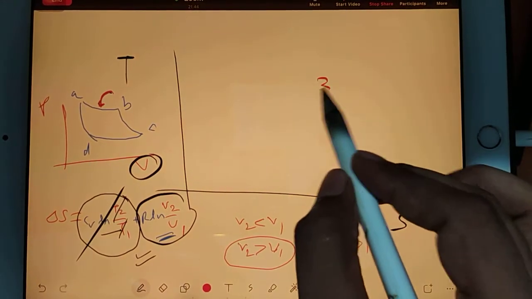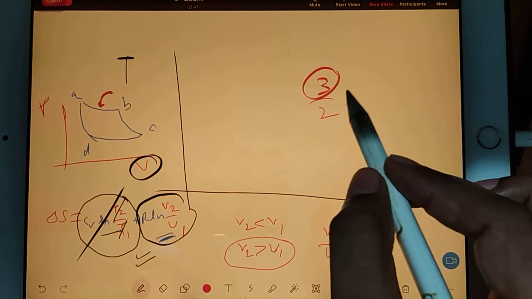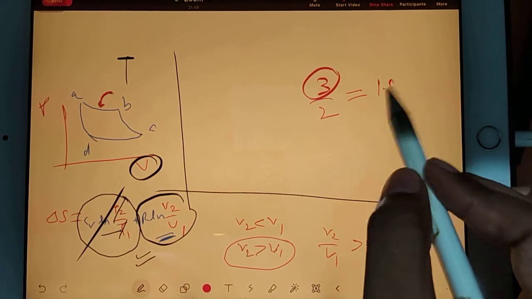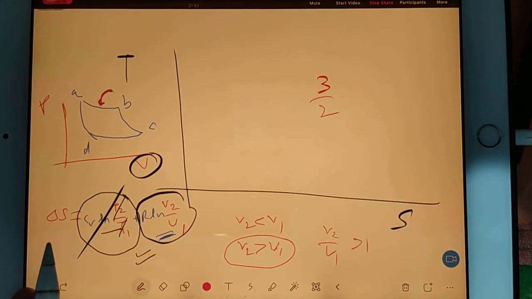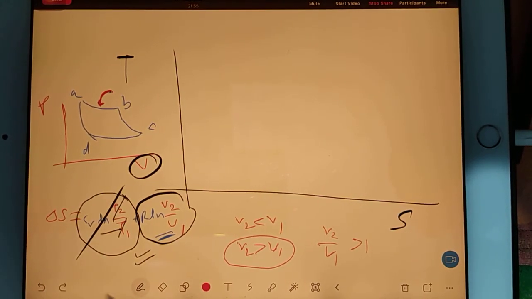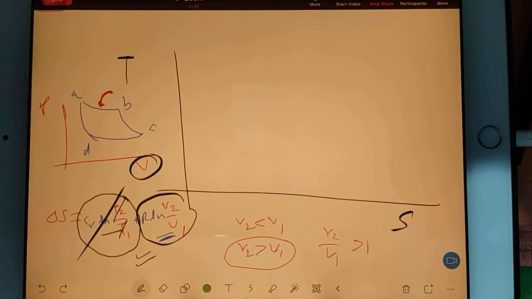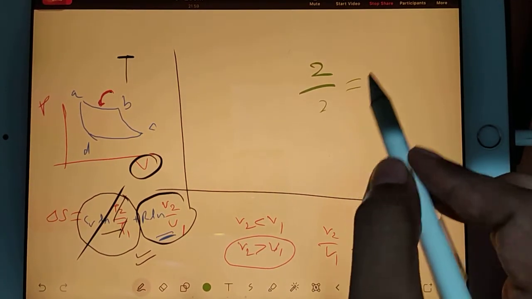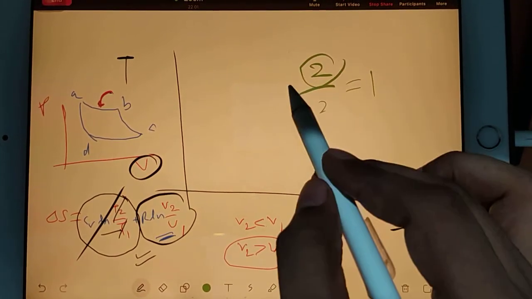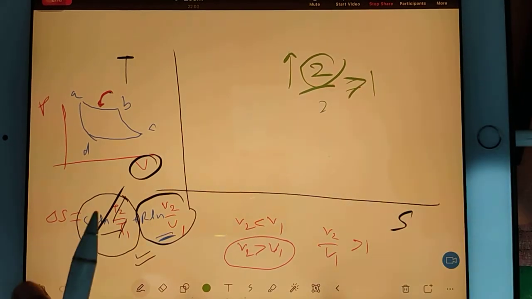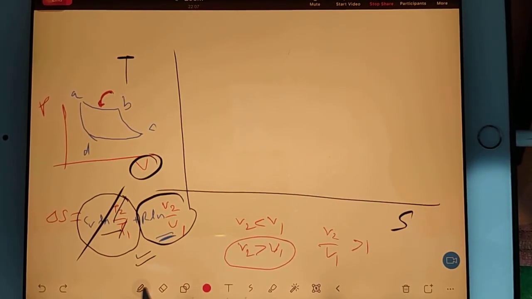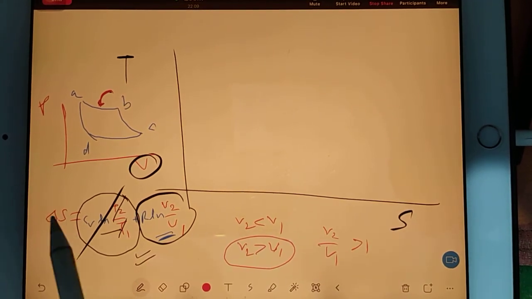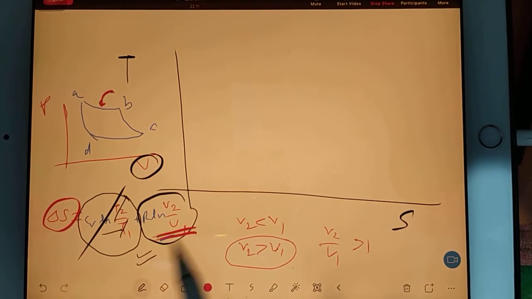Try to understand: if you have 3 by 2, this 3 is more than 2. When you divide, you get a larger answer, 1.5. More than 1, always more than 1. Whenever your numerator is more than the denominator, the answer is always more than 1. Not 1, more than 1, because 2 by 2 will give you 1. But if the numerator increases, you'll get an answer more than 1. So this small trick gives you the idea that your entropy change is positive because of this term.